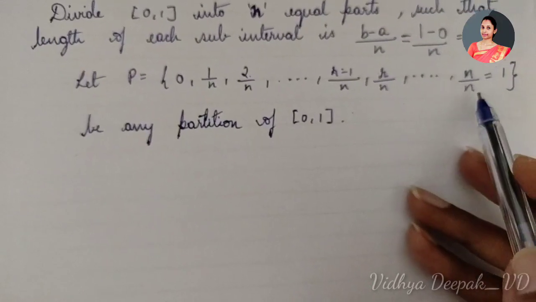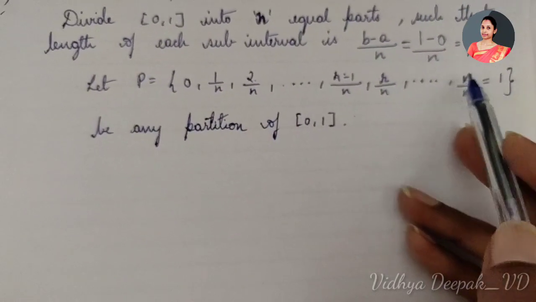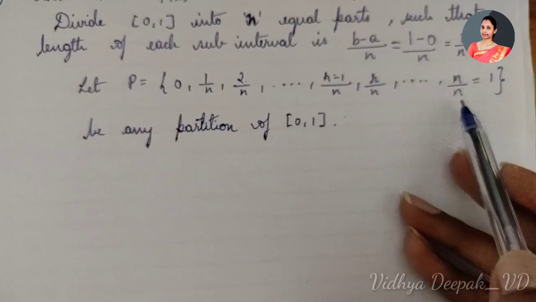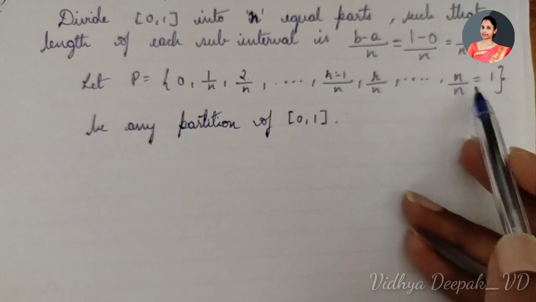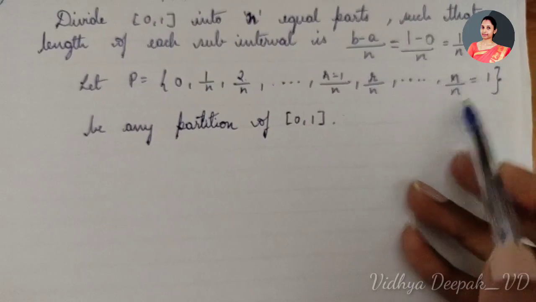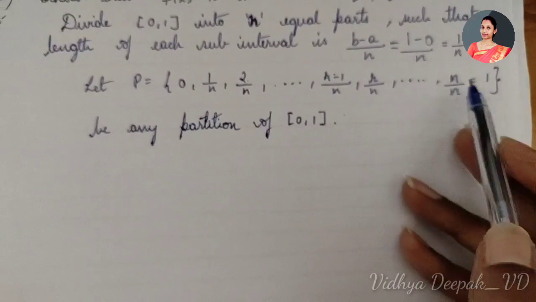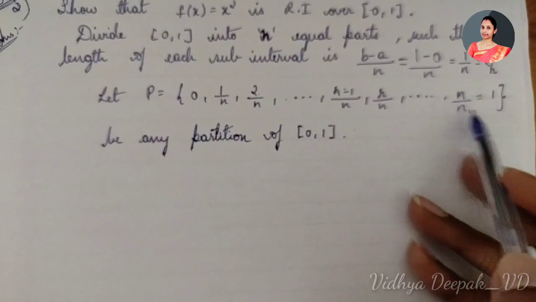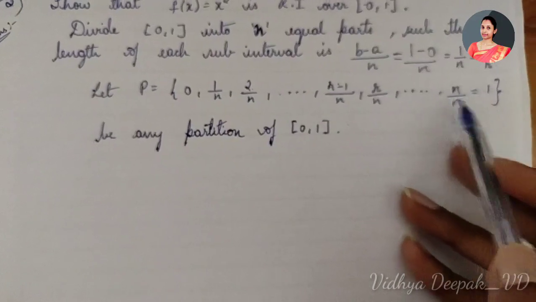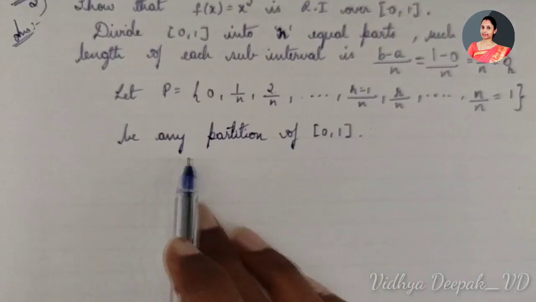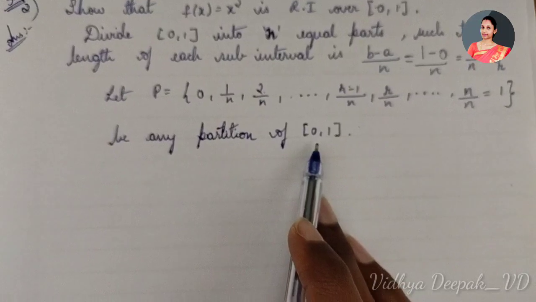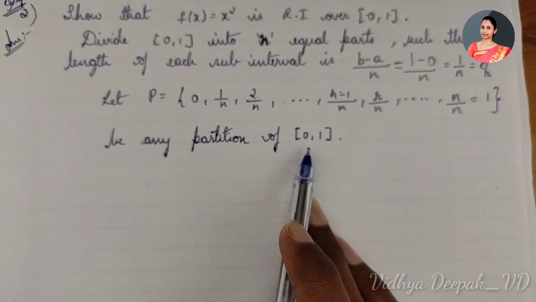Okay, what is n by n? N by n is nothing but 1, right? It gets cancelled. So it is 1 by n, 2 by n, and so on, and 10 by 10, that means it is equal to 1. That I have written here. Don't get confused why this equal to came here. Let P be any partition of the closed interval 0, 1. So we are taking one partition.